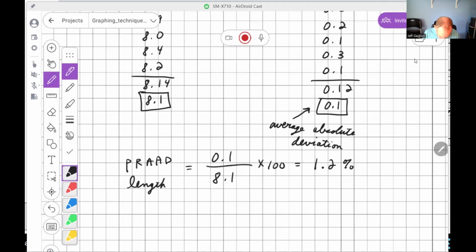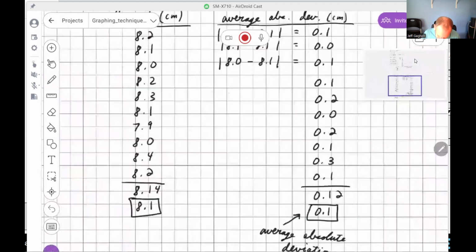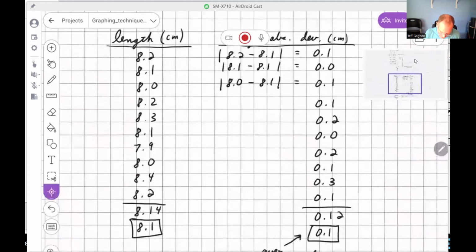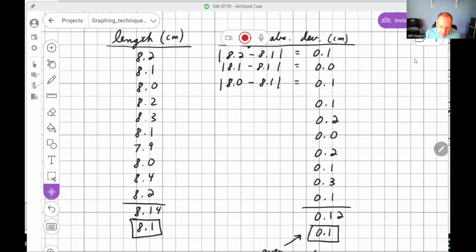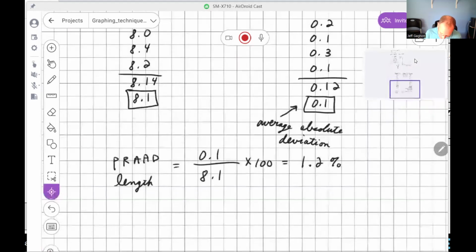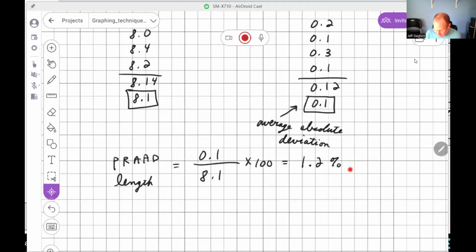Let me review this quickly again. First, we find the average of our values. So I found the average length, 8.1. Then I find all the absolute deviations, how far each value is away from your mean, from your average. So 0.1, 0.0, 0.1, and so on. I average those absolute deviations to come up with an average absolute deviation. And then finally, to compute PRAAD, I take the average absolute deviation divided by my average value, my average length in this case, times 100. And that gives me my PRAAD. So that's my measure of precision.